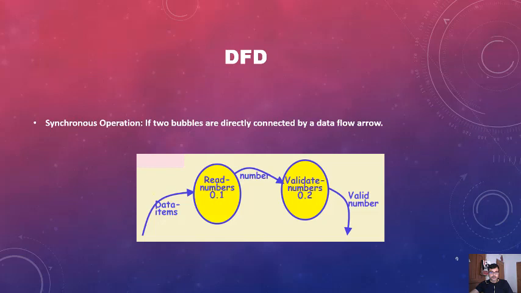Now, two terminologies are there. One is synchronous operation, another is asynchronous. If two bubbles are directly connected by a data flow arrow, here two bubbles are directly connected by this data flow arrow, then we call this a synchronous operation. If two processes are associated in a single operation, then we call them synchronous.